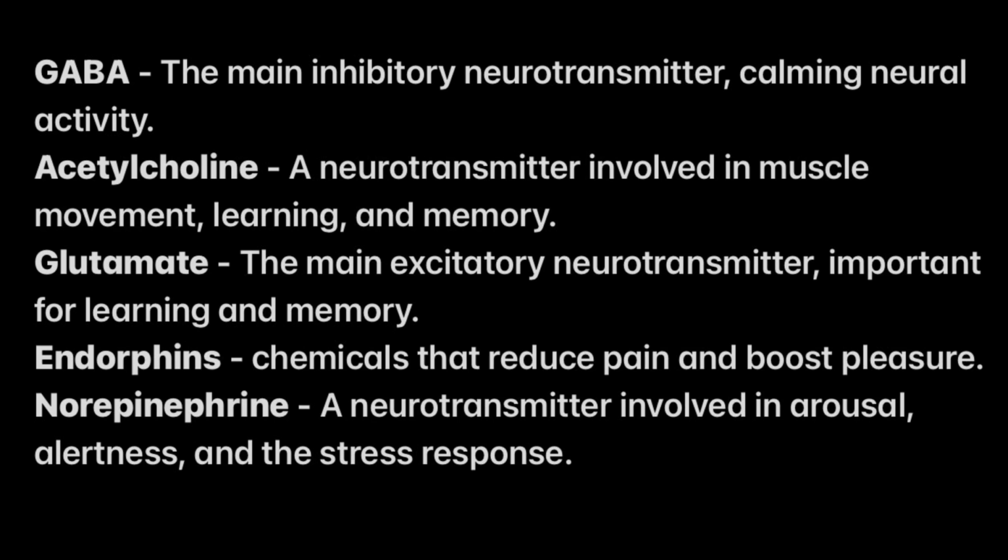GABA is another neurotransmitter, and this one is responsible for telling neurons not to fire. It's inhibitory. And when we don't have enough GABA, we can have more anxiety and also have seizures, as seizures tend to occur from overactivity of the brain. Okay, next we have acetylcholine, which is related to muscle contraction and blood pressure.